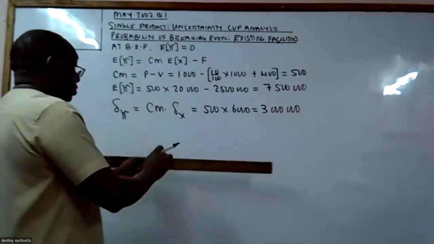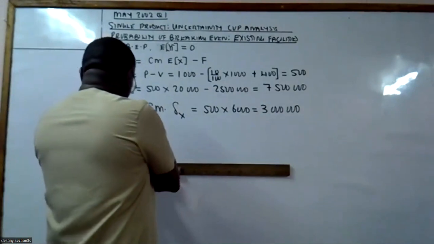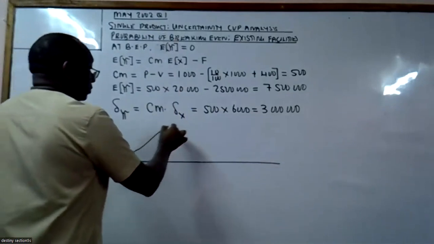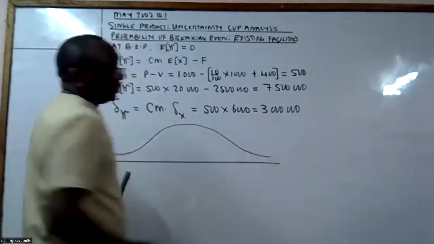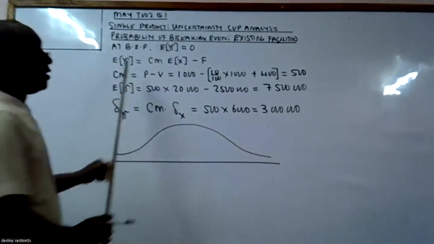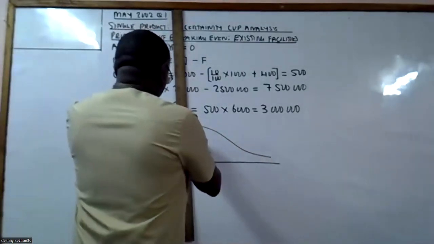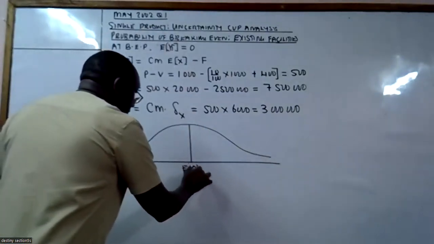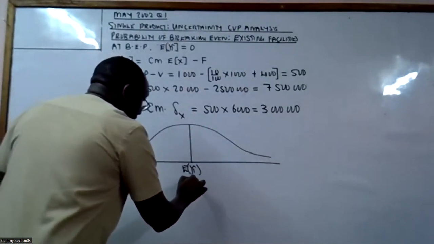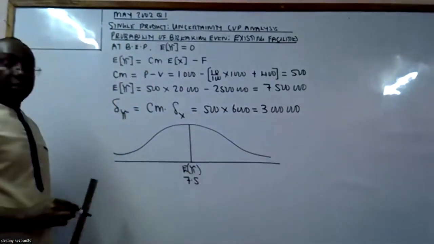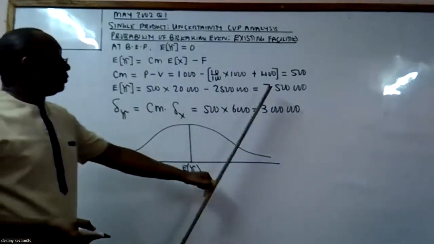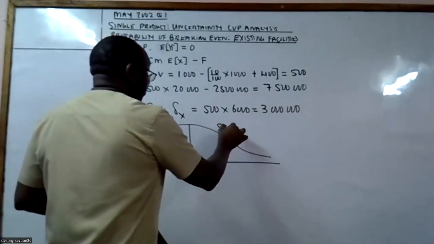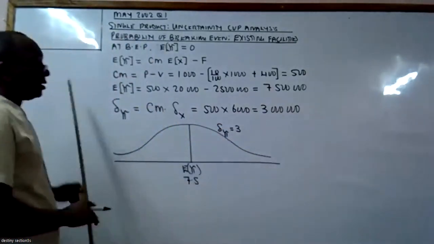So now we can draw a normal curve, the normal curve for the profit. So this is the expected profit, which is 7.5 million. Then the standard deviation of the profit is 3 million.